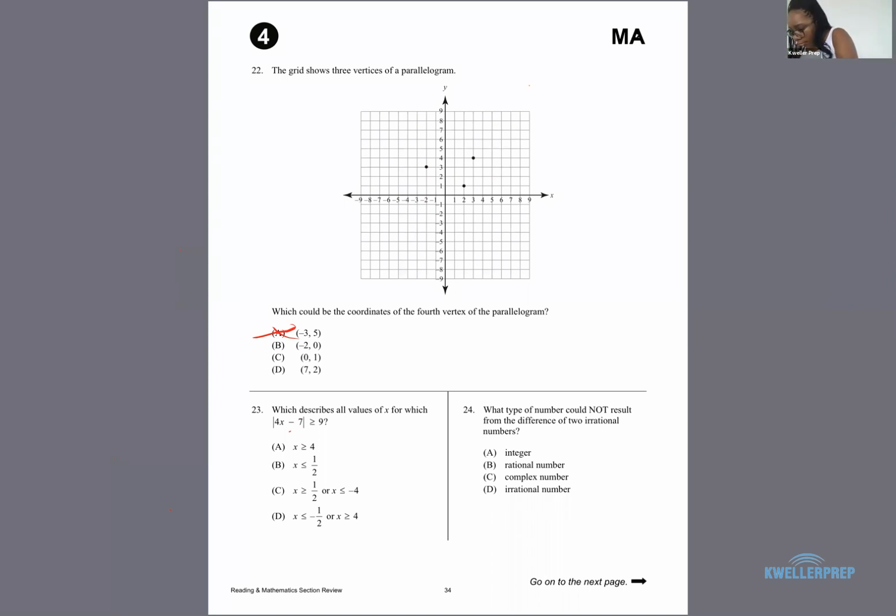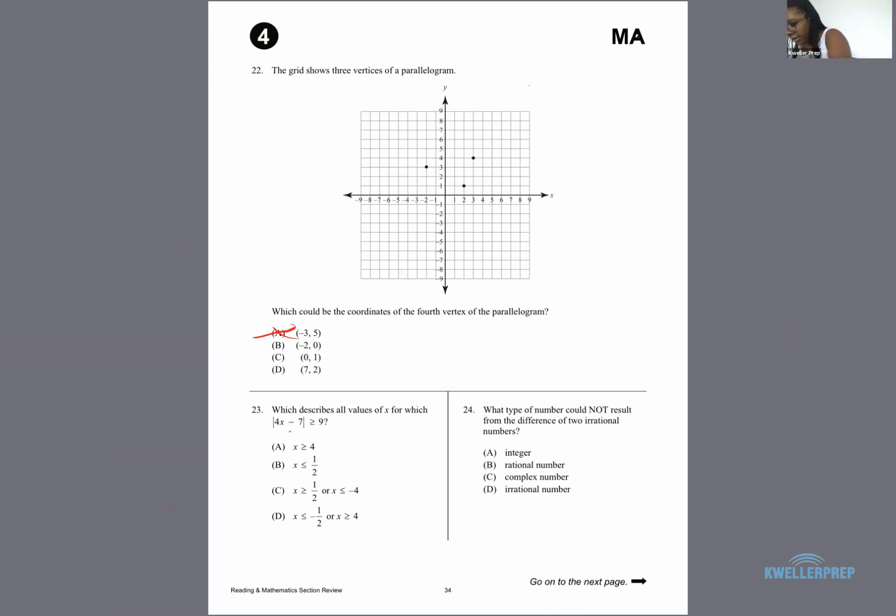Now, C, 0, 1. Oops. Definitely not a parallelogram. These sides are going to cross, and eventually these sides are going to cross too. Can't work.